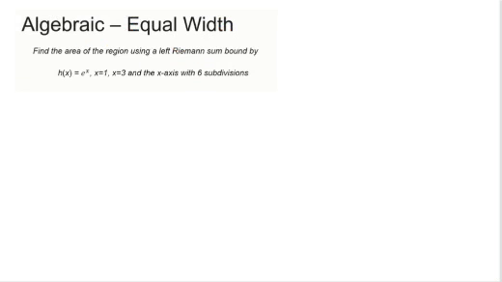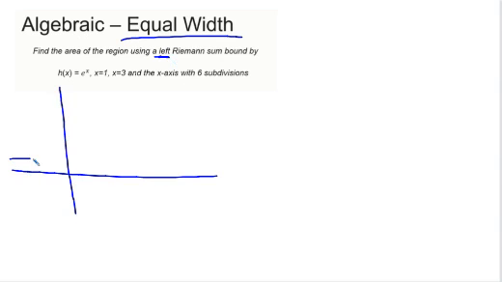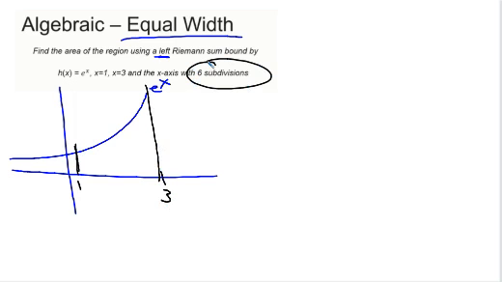Now, we could have one where the widths are an equal width. These are a little bit cleaner, a little bit faster. All right, find the area of the region using a left Riemann sum bound by the function h equals e to the x. Okay, here's our function e to the x. We're bound from 1 to 3. And we have 6 subdivisions. That means 6 rectangles.